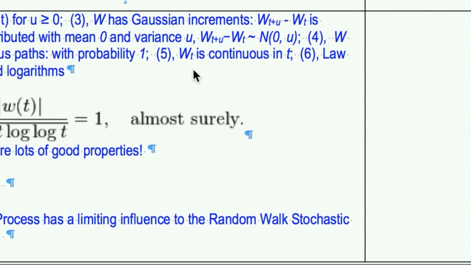5, W is continuous in t. 6, law of iterated logarithms. I presume this is what this is. The limit superior as t approaches plus infinity of the absolute value of W of t over the square root of 2t log log t equals 1. Boy, I haven't seen that in decades. Almost surely.